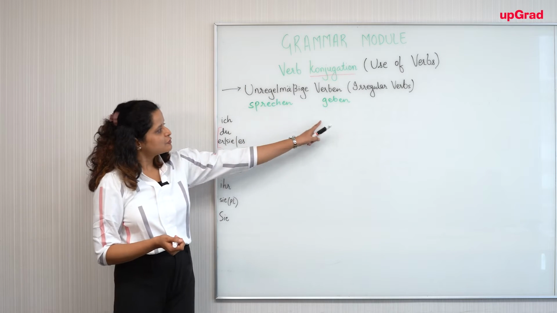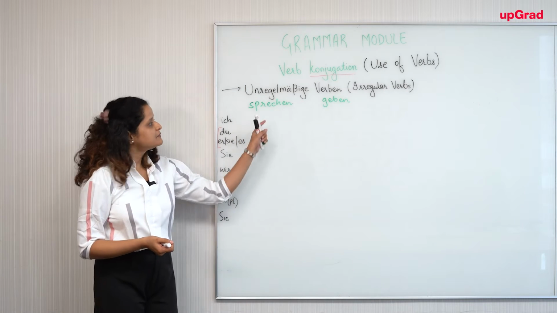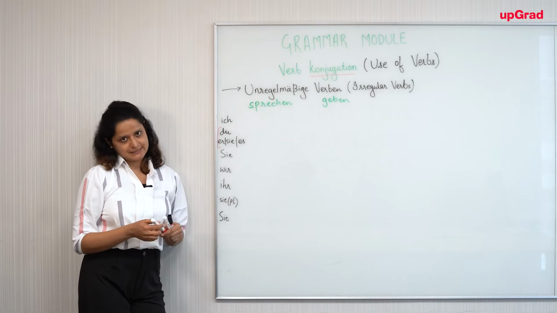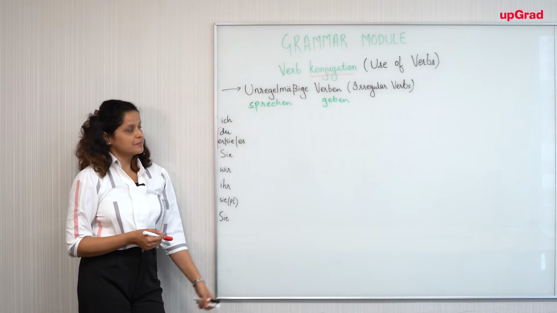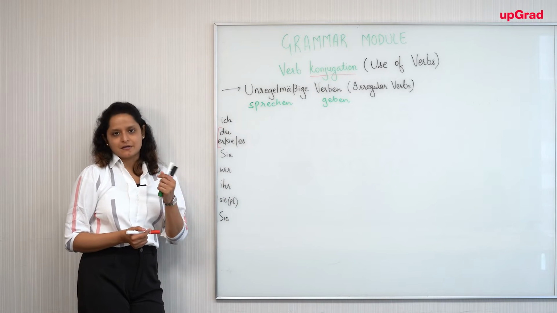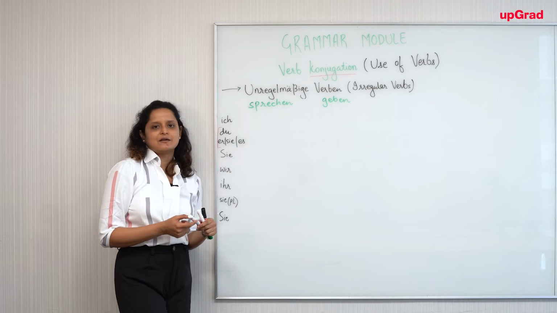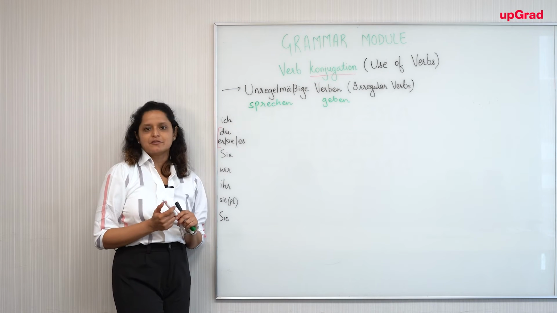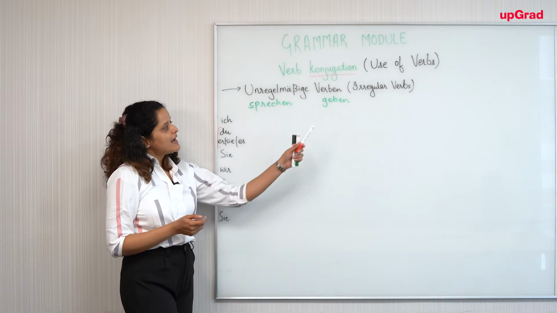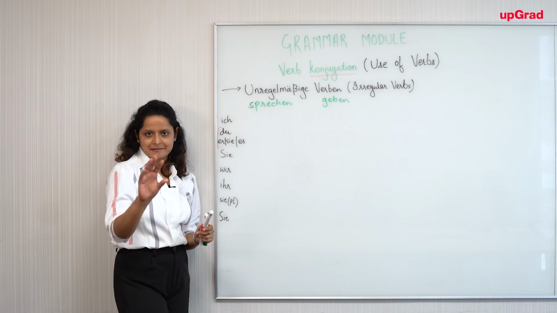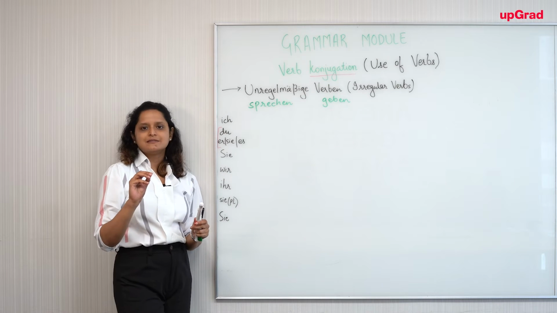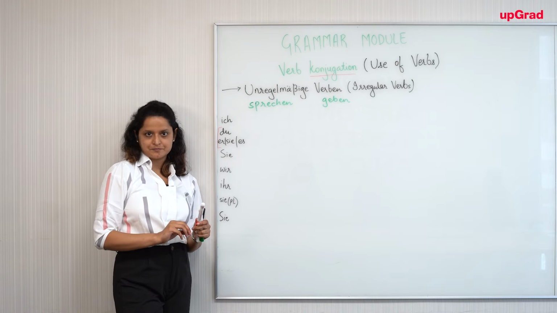So now we have two more verbs that we can see here. The first verb that we have here is sprechen. The second verb that we have here is geben. Sprechen is to speak. So when you say you speak a language, the verb that we have here is sprechen. Geben is to give something. So let's say I give you a pen. The verb that I will use in this case is geben.